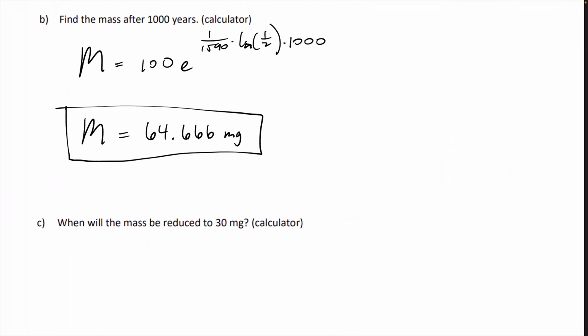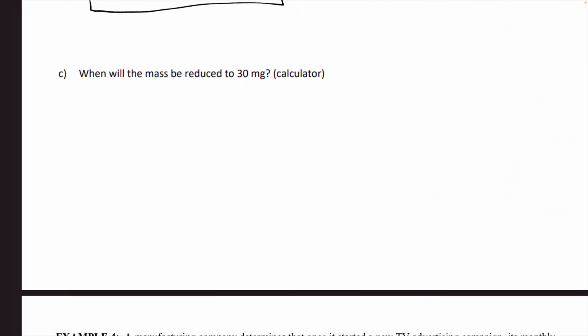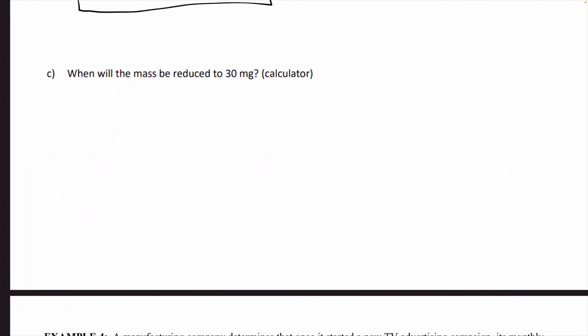Next question. When will the mass be reduced to 30 milligrams? So do I just put 30 for T and I calculate it, right? No. So they kind of change it on you guys. I'll show you how to do it. There's a couple different ways you can do it on the calculator. Okay, so now milligrams is 30.